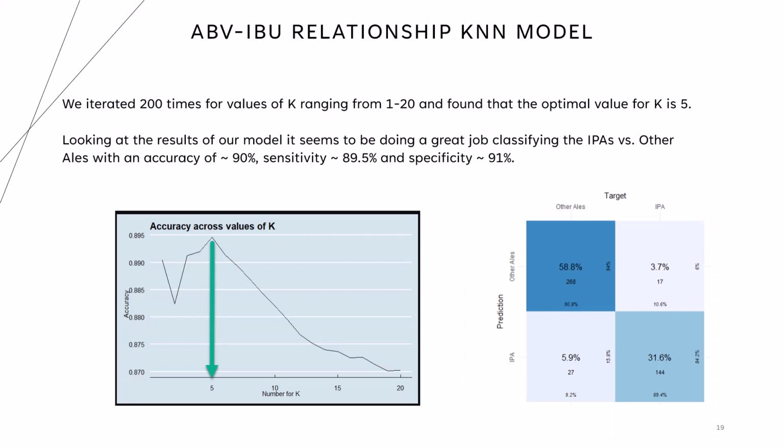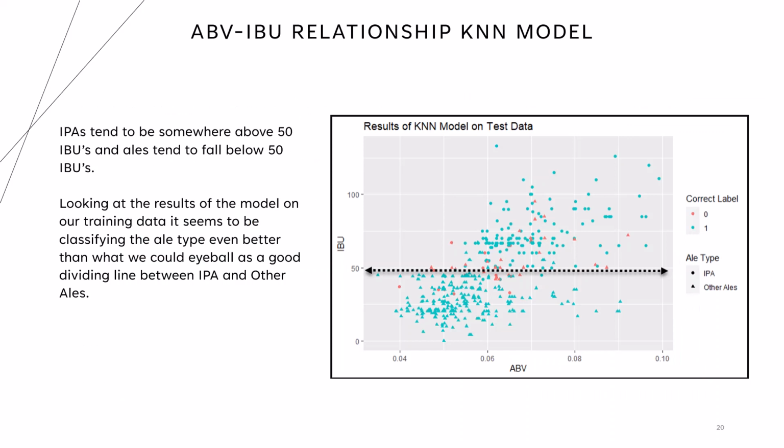To try to find a relationship between IPAs and other ales, we decided to use a KNN model. We decided to train the ranges of K from 1 to 20. After iterating over it 200 times, we found the best value of K to be 5, and it gave us a pretty good accuracy at 90%, as well as sensitivity and specificity.